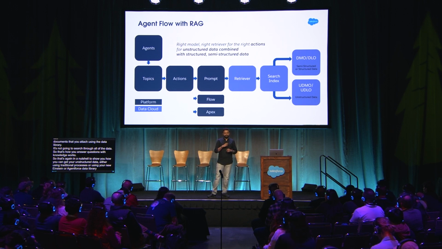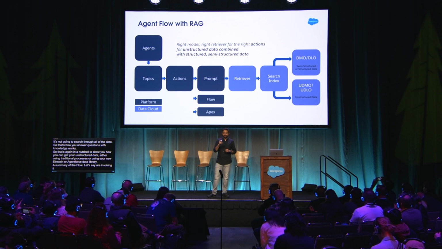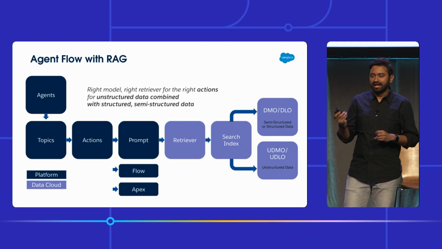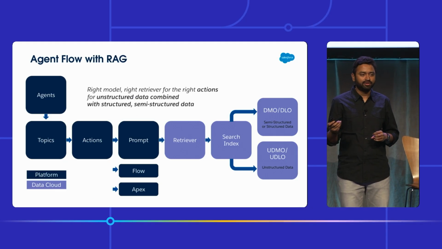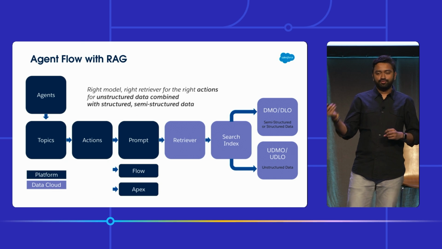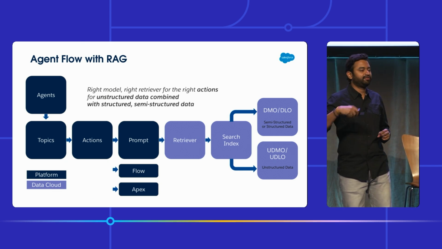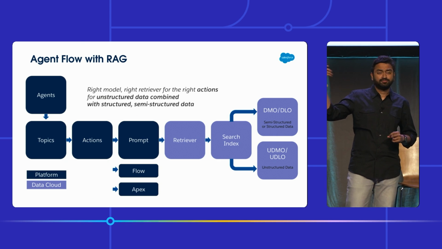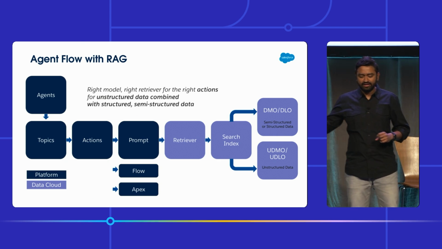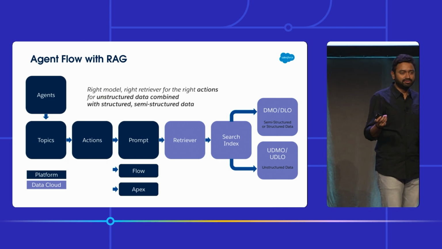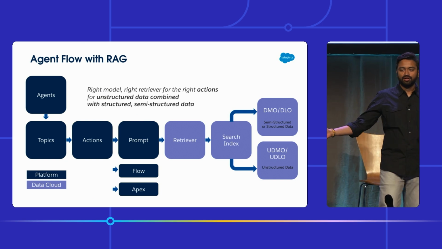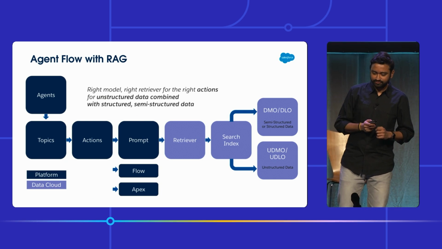A summary of the flow. Let's say you're invoking it from an agent. The agent has a topic. The topic has the standard answer questions with knowledge action. The action in turn invokes a prompt template. The prompt template invokes your retriever. The retriever is based on a search index, which in turn is based on your data model objects. So this entire chain happens right in front of your eyes without you knowing about it.